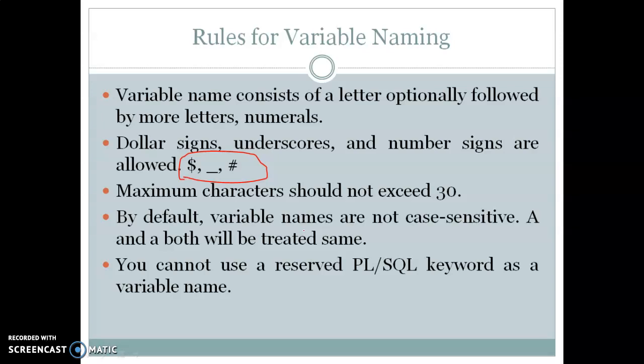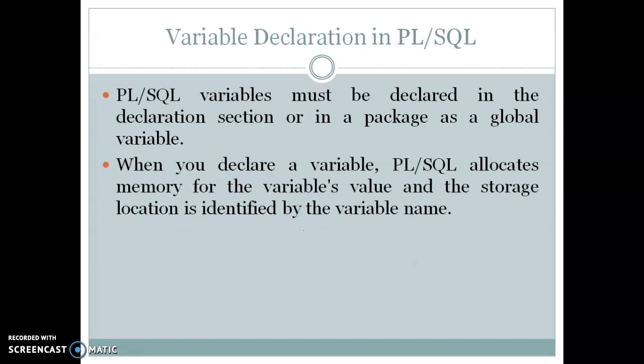Now, after naming, we will go through the variable declaration: how to declare variables in PL/SQL. PL/SQL variables must be declared in the declaration section only, or in the package section where it will act as a global variable. When you declare a variable, PL/SQL allocates memory for the variable's value, and the storage location is identified by the variable. Means the declaration will provide the storage space or the address to the variable name or to the variable itself.